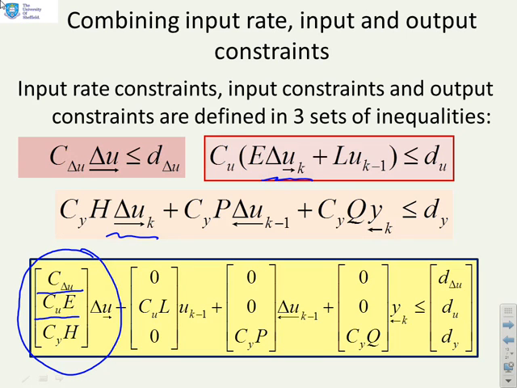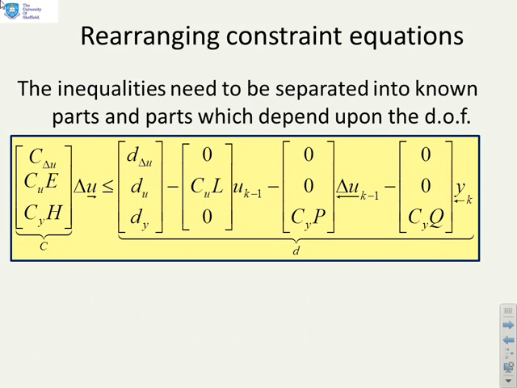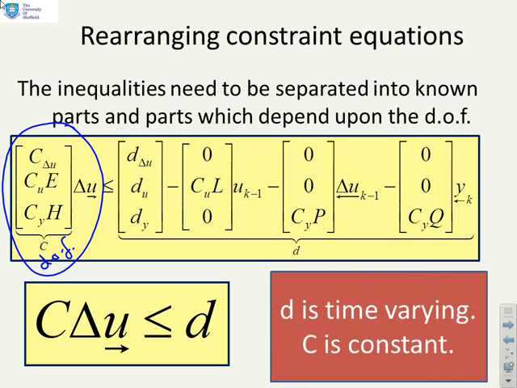I've got some variables which I know. U_{k-1} is known, delta U past is known, Y past is known, and then I've got the D's, which are the actual limits on the rates, the inputs and the outputs. Now it's convenient to separate this into parts which are known and parts which are not known. So obviously this bit on the left is my degrees of freedom, whereas everything on the right is known. And so I can now give a compact expression C delta U future less than or equal to D, where you'll notice D is all of these bits over here.